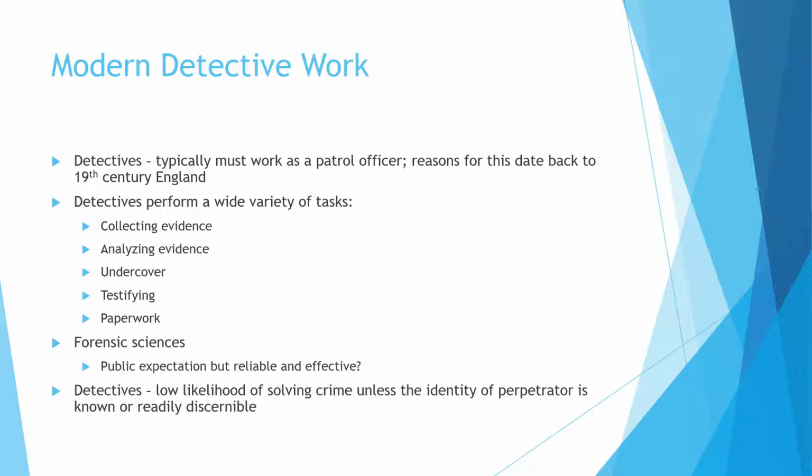Finally, as the book pointed out, detectives often have a low likelihood of solving crimes unless the identity of the perpetrator is known or readily discernible. We discussed this before. So as much as we think that detectives can solve every crime, the truth is often they can't. If they don't already know the identity of the perpetrator, or if they don't have a really good description, the chances of solving the crime, even with forensic science, is often pretty low.